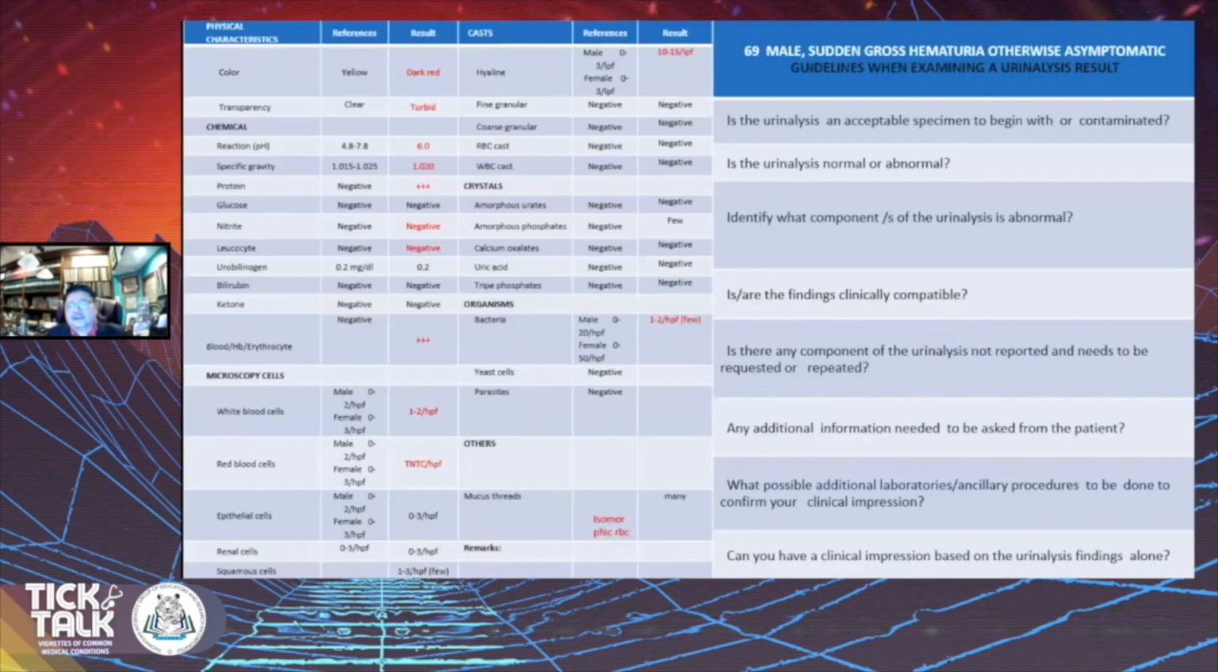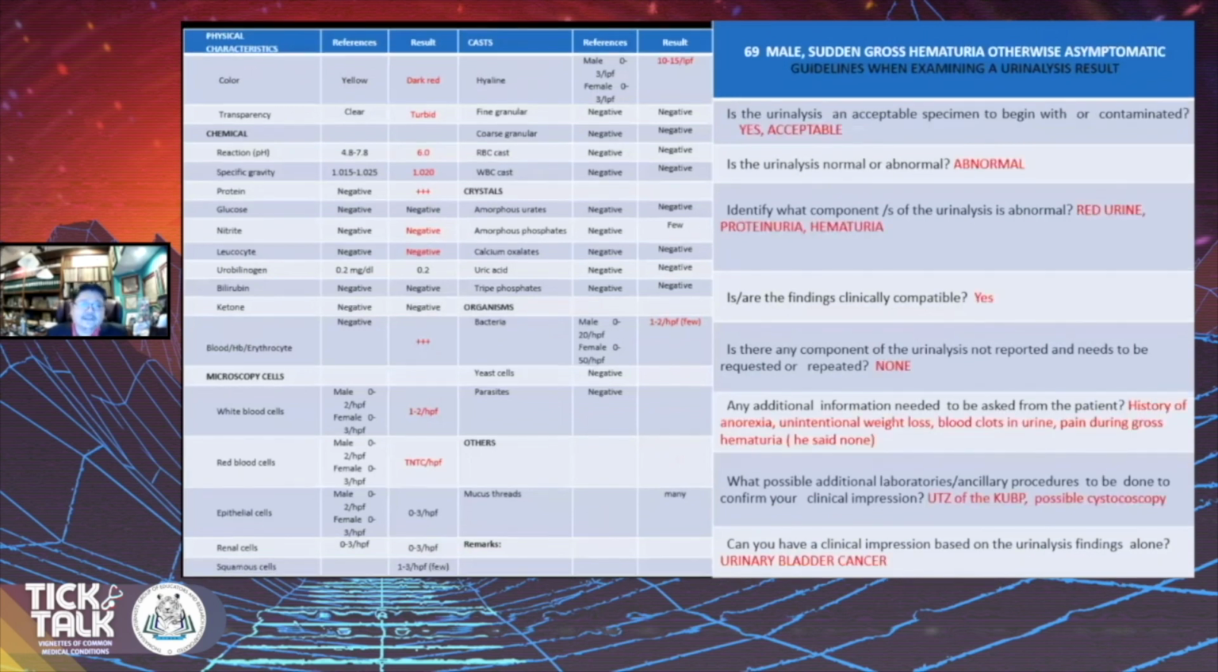Okay, so what can we answer? Let's go directly to the guidelines. Is it acceptable? Yes. Abnormal? Yes. Red urine, proteinuria, and hematuria are the ones that are abnormal. Are the findings clinically compatible? Yes. No component of the urinalysis not reported. Everything's reported. Then, what should you ask this patient?